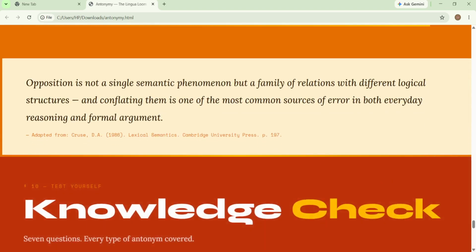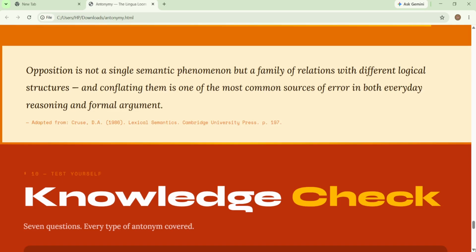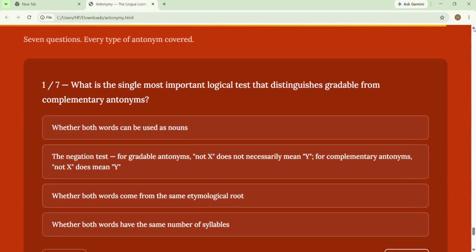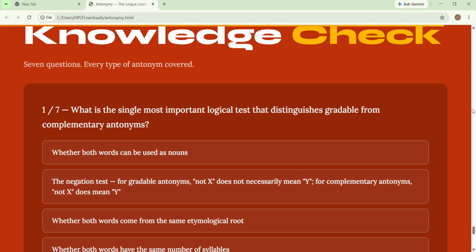So opposition is not a single semantic phenomenon, but a family of relations with different logical structure. Not conflating them is one of the most common sources of error in both everyday reasoning and formal arguments. Adopted from Cruse, Lexical Semantics. So this shows that semantics is very important in itself, and antonyms are not just oppositions of words. They are different categories, different types according to which they are situated.